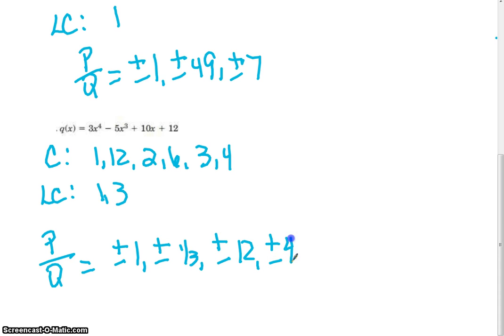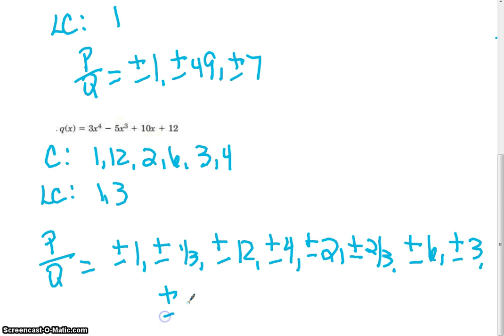minus 12 over 3, which is 4, plus or minus 2, plus or minus 2/3, plus or minus 6, plus or minus 6 over 3, which is 2, which is already written, so I don't do it again, plus or minus 3, plus or minus 3 over 3, which is 1, already written, don't do it again, plus or minus 4, already written, plus or minus 4 over 3.